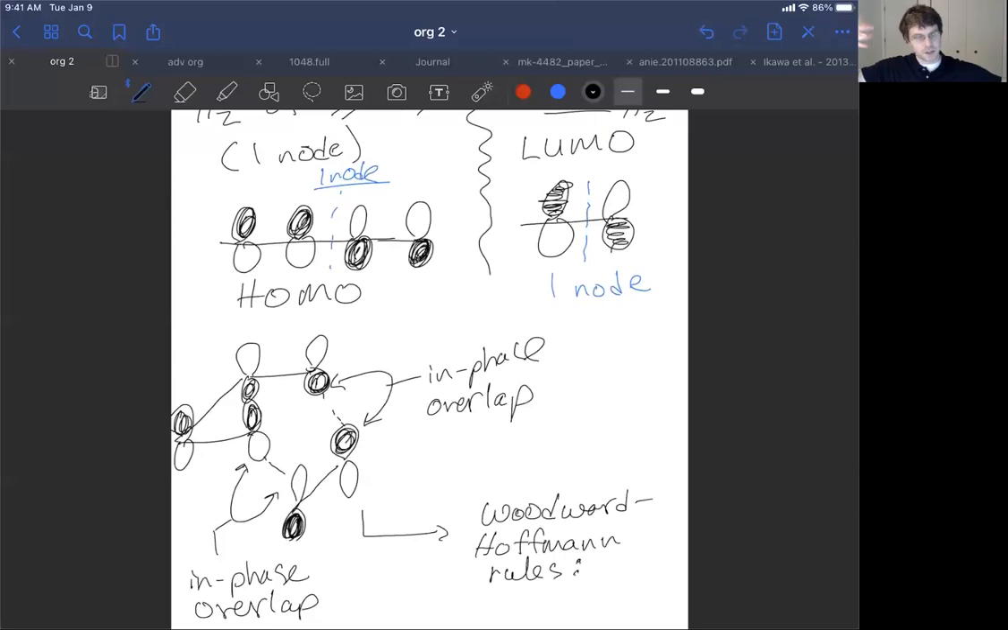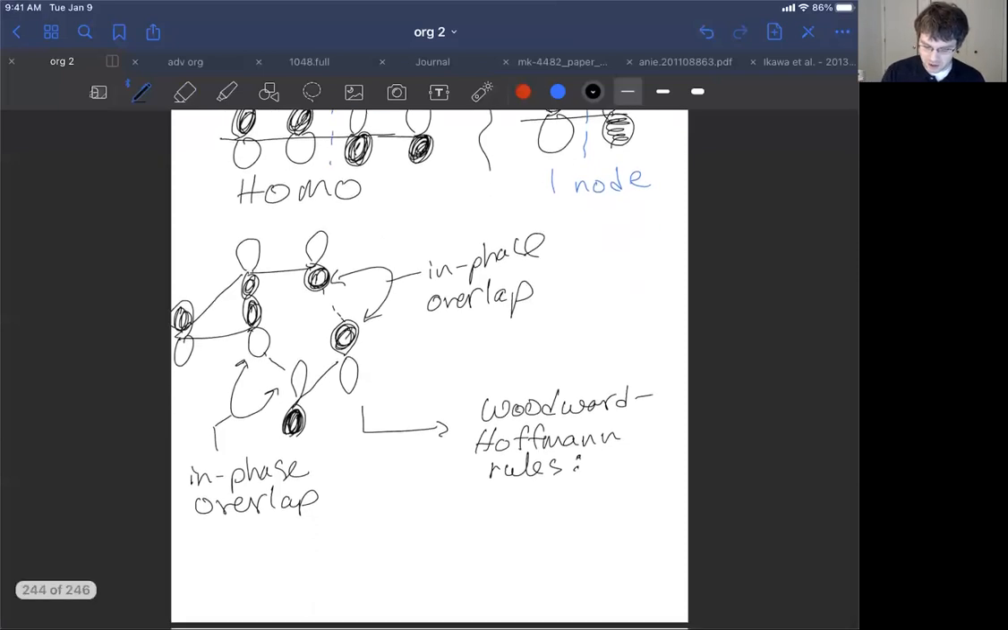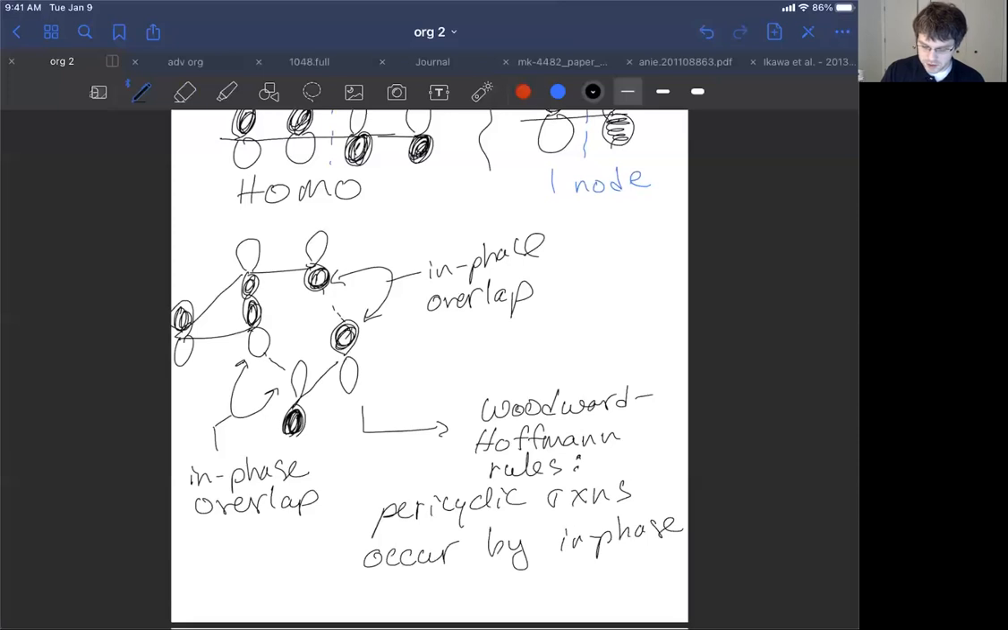Which, huge definition, huge unit. Suffice it to say, given the context, I'm going to say that pericyclic reactions occur by in-phase overlap of frontier molecular orbitals. Okay, so that's just a definition I'll throw out there because I feel like every organic chemistry professor in the country has to say the Woodward-Hoffman rule.